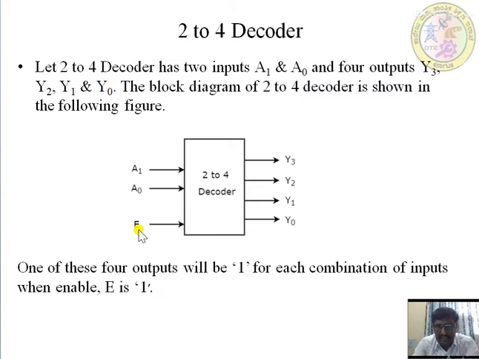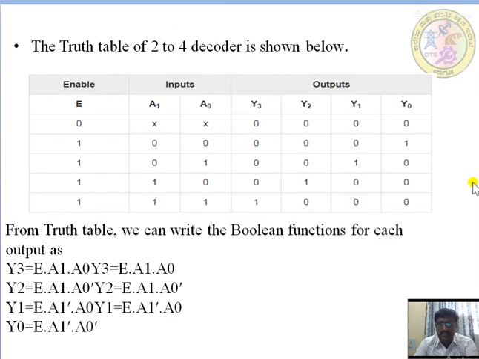The designer decides whether the decoder works when E is equal to 0 or when E is equal to 1. Normally, when enable is equal to 1 only, the decoder acts as in the on state. One of these 4 outputs will be on with enable E equal to 1. So though there are 2 inputs and 4 outputs, we consider only one output at a time. This is the truth table of the 2:4 decoder.